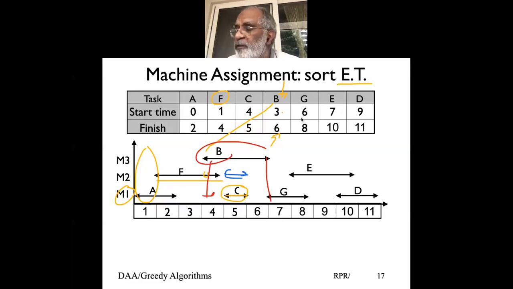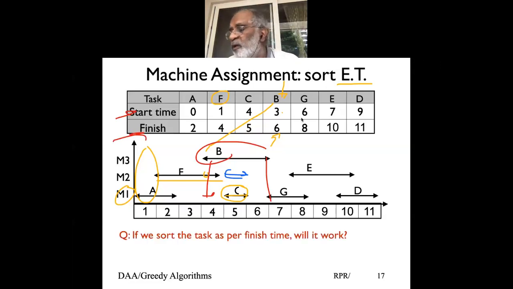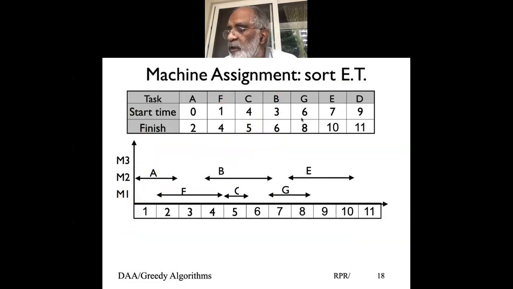So you see, if you sort them as per start time, or sort them by finish time, does it always work? We need to look at it: the greedy approach may not give me the optimal solution. So I'll give you the way it works out. If I were to sort by end time, but schedule as per the start time, I'm able to do it with only 2 machines, same tasks.